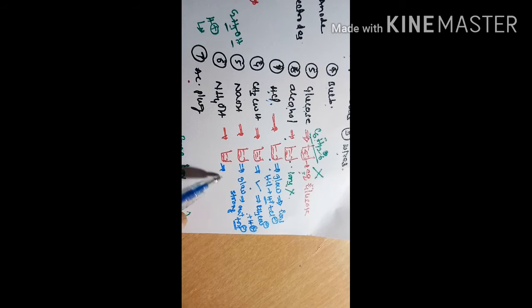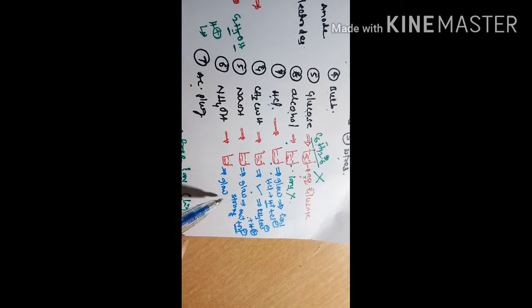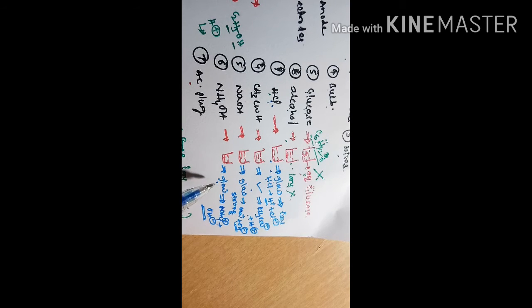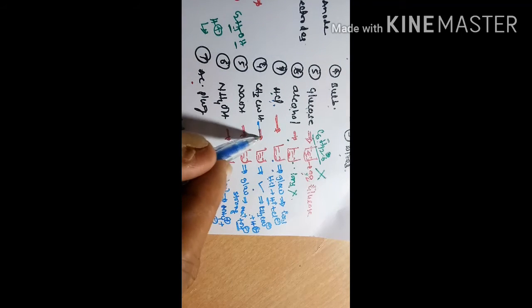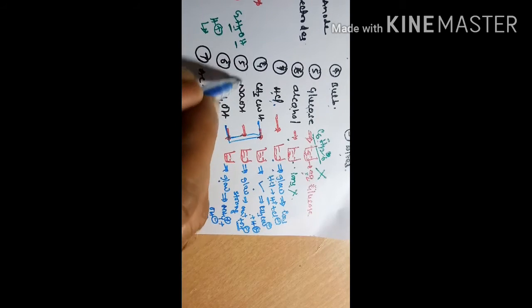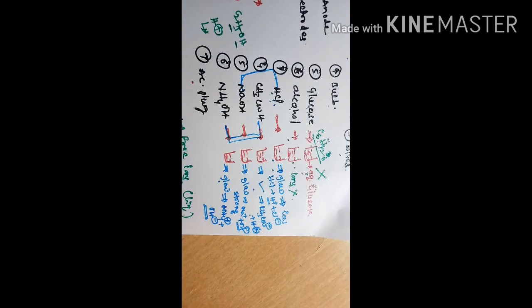Ammonium hydroxide, here also the bulb will glow. So we can say this is a base. It is ionized to NH4 plus and OH minus ions. It is a base, and the glow is less, so that's why we can say this is weak. These two are weak, and these two are strong.